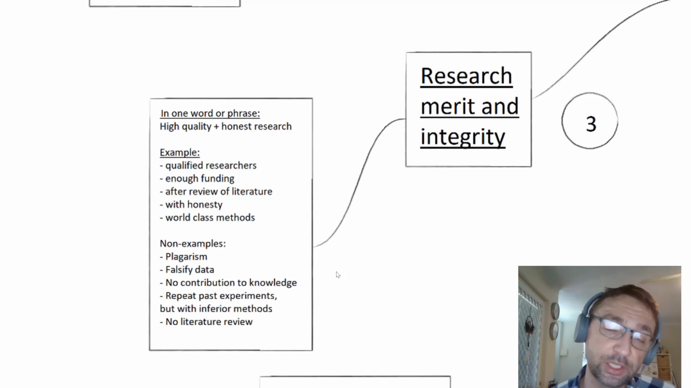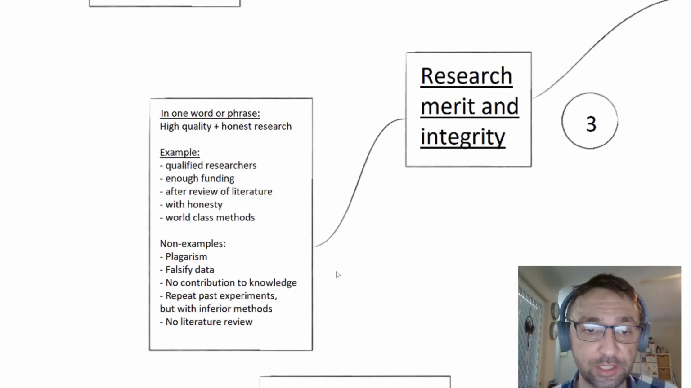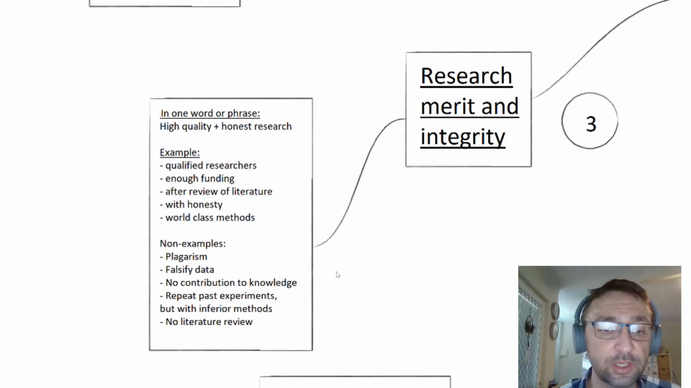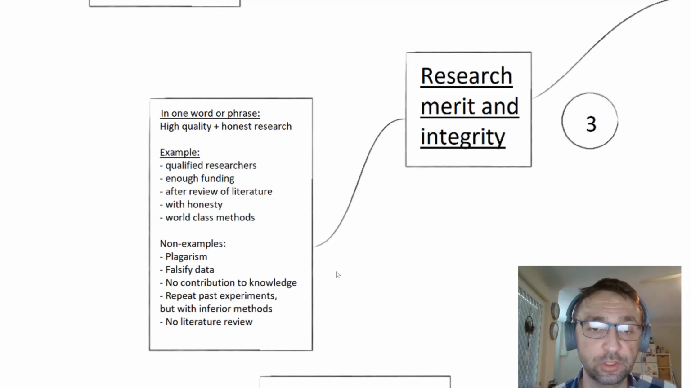Some non-examples, simply meaning examples of how you could do something without research merit and integrity, would be to commit plagiarism, so copying other people's work, to falsify data, to not have any contribution to knowledge, to repeat past experiments but with inferior methods, or to not do a literature review.